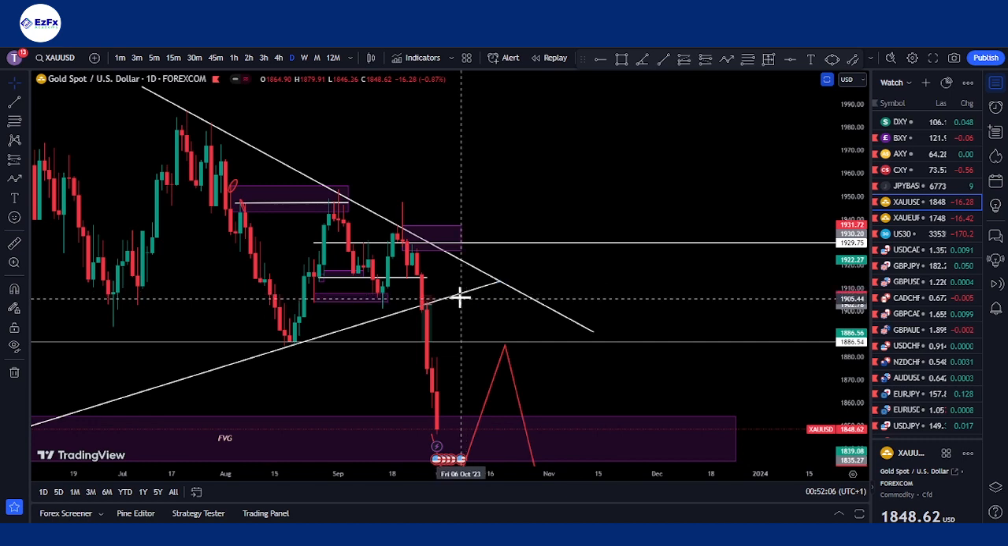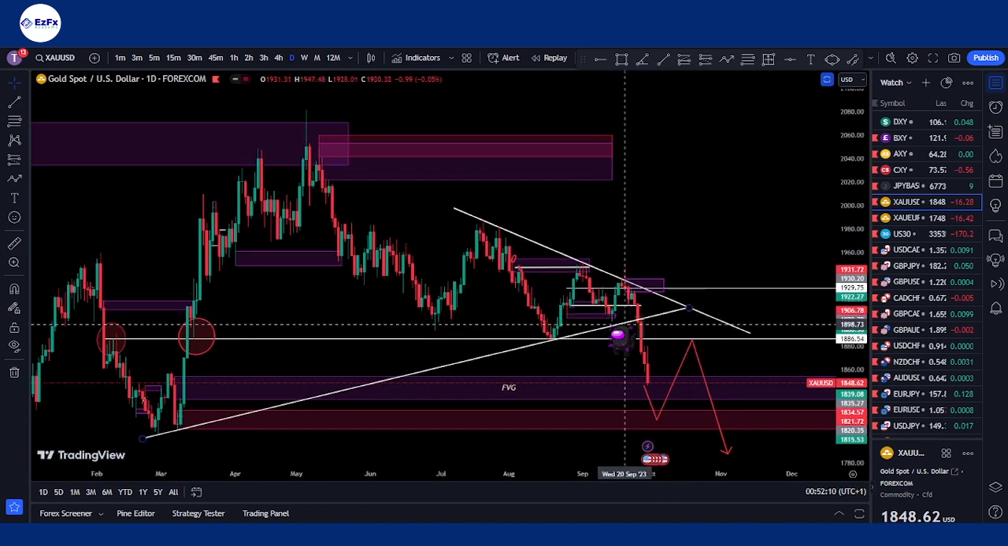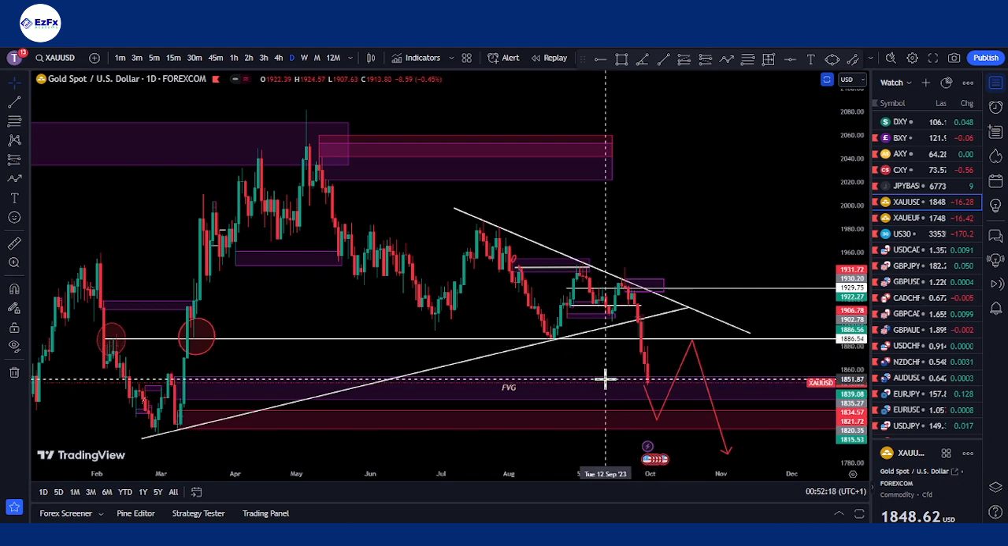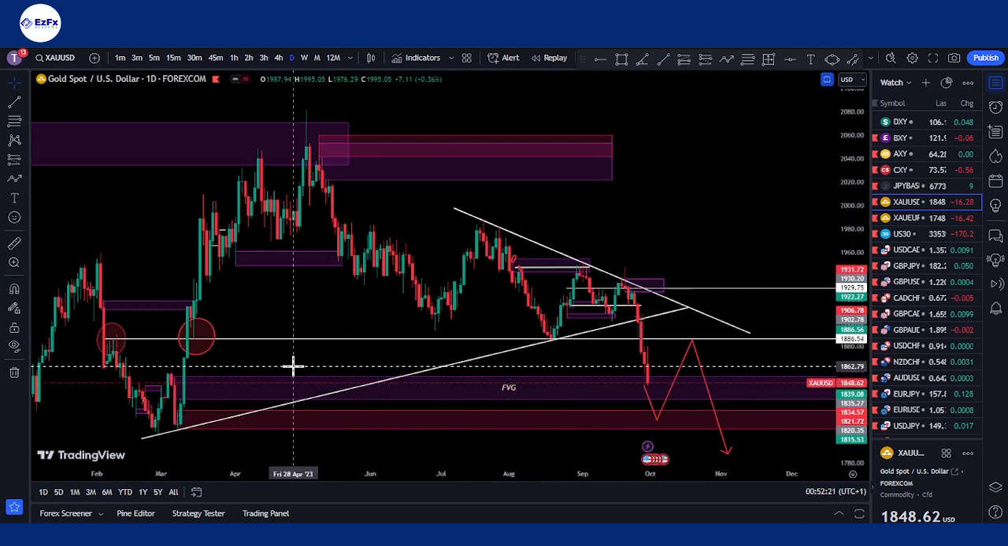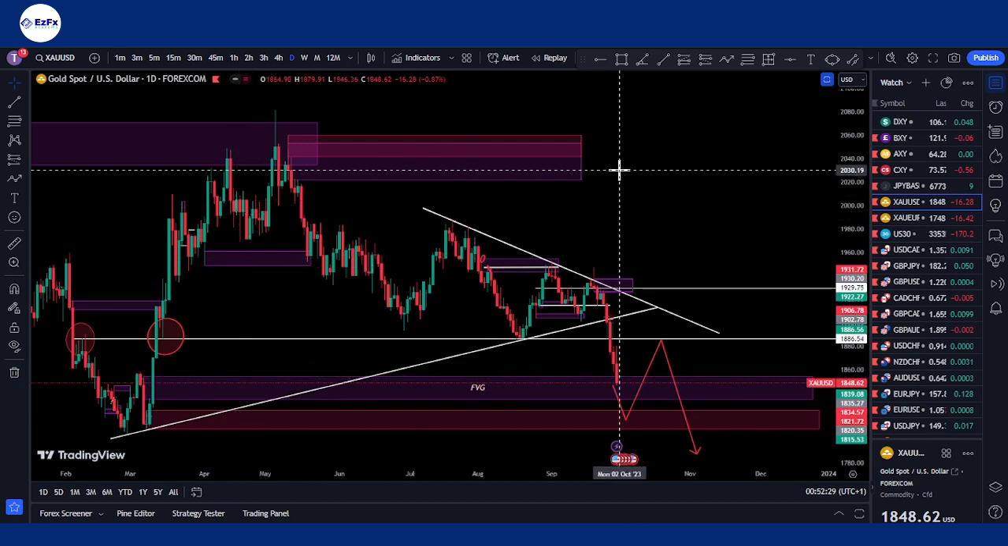This is on daily anyway. On the lower time frames, you would see a break and retest of the lower trend line around here, and then we can see that gold has been selling off since that time. You can see that we've marked out a fair value gap around here, and price is still going deep into that fair value gap. So my bias for gold would be bearish.